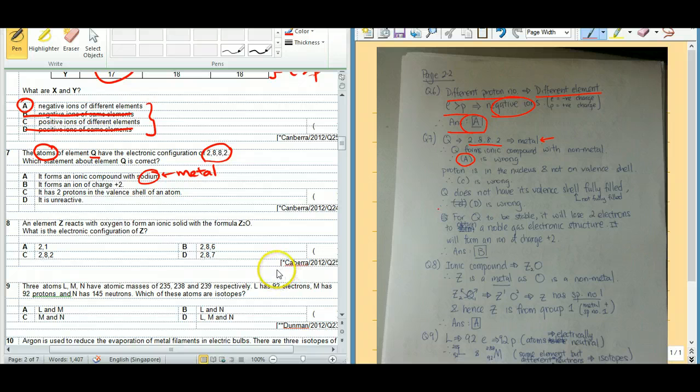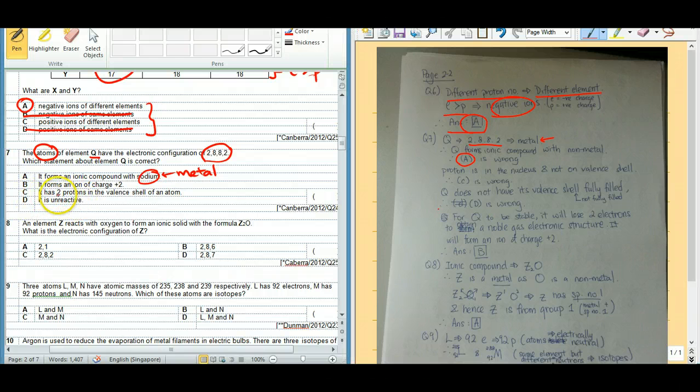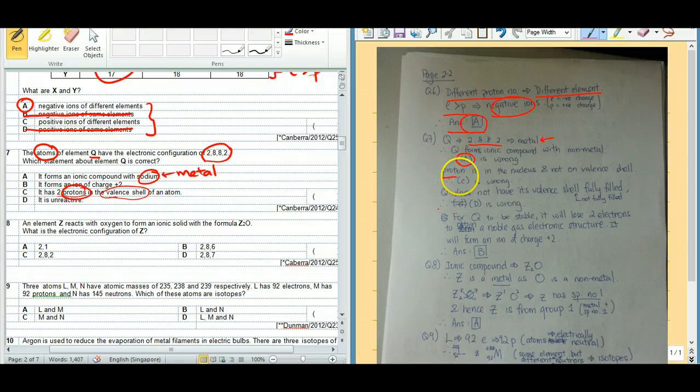Next up, we look at option B. Okay, next up we look at option C. C says that it has 2 protons in the valence shell of an atom. Now, this is a misconception. A lot of times we will just look at the question and think, oh, 2 protons, maybe true, 2882. However, please take note of the keyword protons. Protons are in the nucleus and not on the valence shell. Therefore, C is the wrong answer.